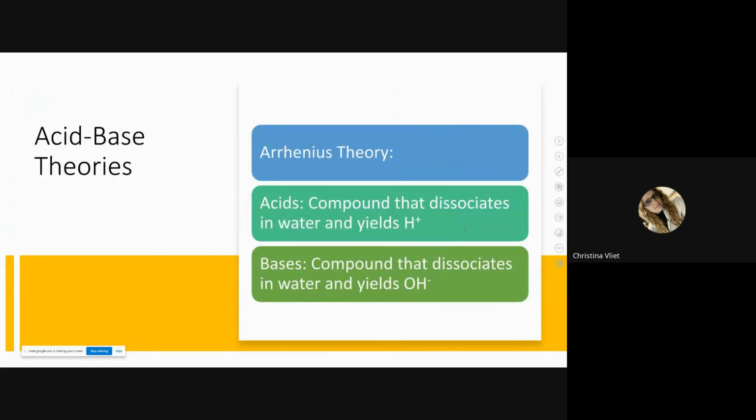This was our first theory. This was the one that I presented already, right? The Arrhenius theory is a compound that dissociates in water and yields H+. You should circle the word dissociates. Do you remember what that means? This is something that separates in water and it gives off H+. Yield means a product is going to be H+. Yields means product. And then the same thing for base, except it dissociates and yields OH minus. That's our first definition of what makes an acid and what makes a base a base. It's the one we've been working off of.